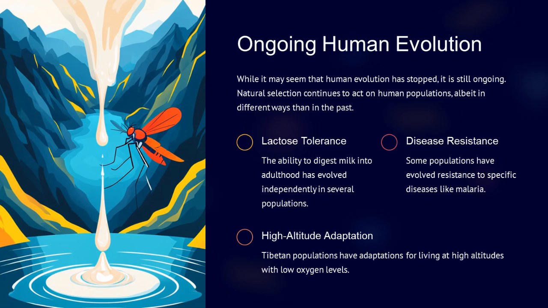Human evolution is ongoing. Natural selection continues to act on human populations. Some populations have developed lactose tolerance, the ability to digest milk into adulthood. Others have evolved disease resistance, such as to malaria. High-altitude adaptation is seen in populations living in low-oxygen environments.